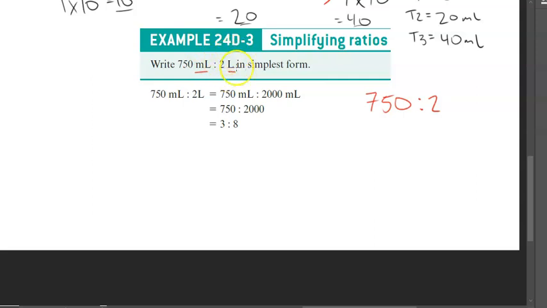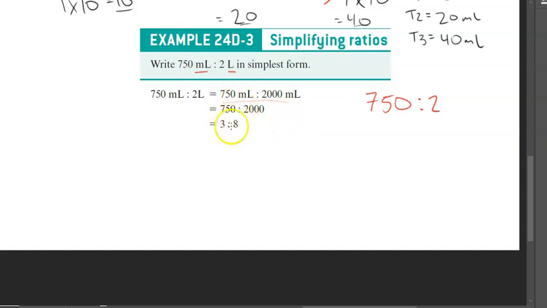So we need to figure out, well, how many milliliters are there in 1 liter? There's 1,000, so there needs to be 2,000 in 2. So you got to make sure that the unit conversions are exactly the same. So 750 mil to 2,000 mil. This is our first part of the ratio. Now this can be simplified further, so it's written as 750 to 2000. This can be simplified down to 3 to 8.